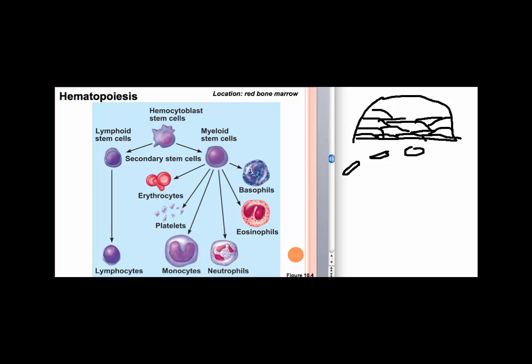I mentioned earlier the hemocytoblast, a stem cell that gives rise to our lymphoid stem cells and our myeloid stem cells. Lymphocytes come from our lymphoid stem cell, but our myeloid stem cell gives rise to all 4 other types of white blood cells, our platelets, and our red blood cells. What I do want you to know is that the hemocytoblast is the primary stem cell that gives rise to all of our downstream red and white blood cells, along with our platelets.